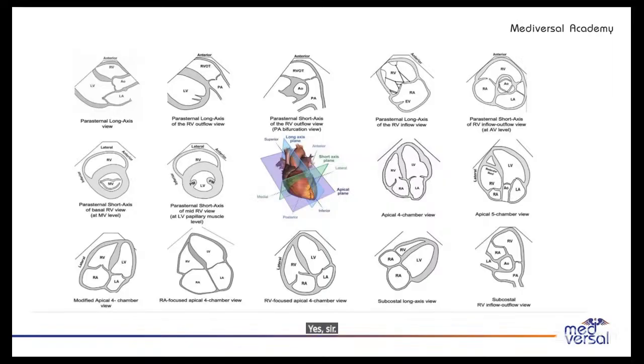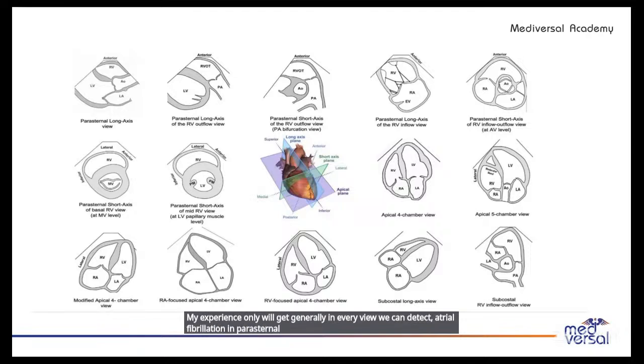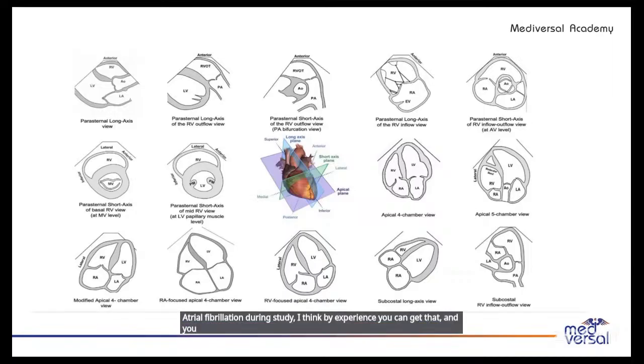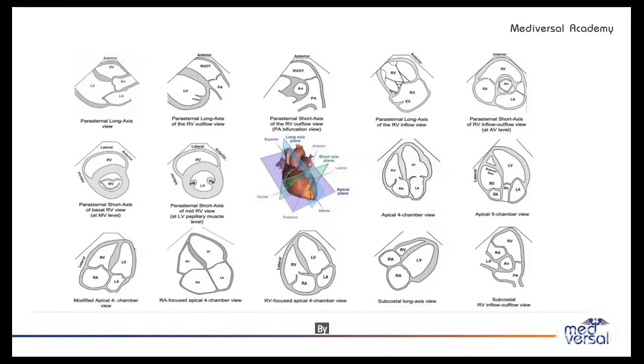By experience only you will get it. In every view you can detect atrial fibrillation. In the parasternal long axis view you can detect it, and even in apical 4 or 5 chamber views you can see VPCs, ectopics and atrial fibrillation during the study. By experience you can get that, and you can correlate with ECG also. Arrhythmias are generally better assessed in ECG compared to 2D echo, but by experience you may detect them in 2D echo.